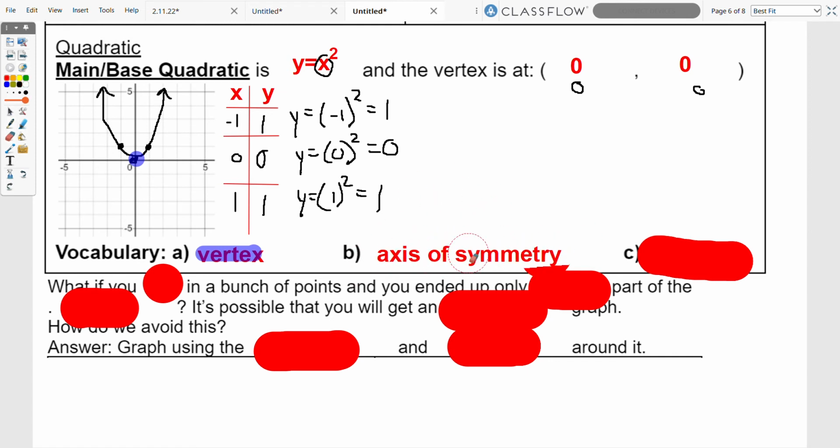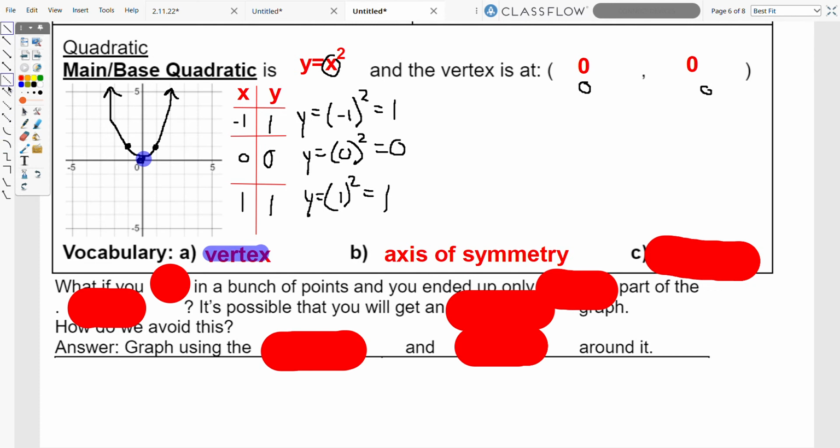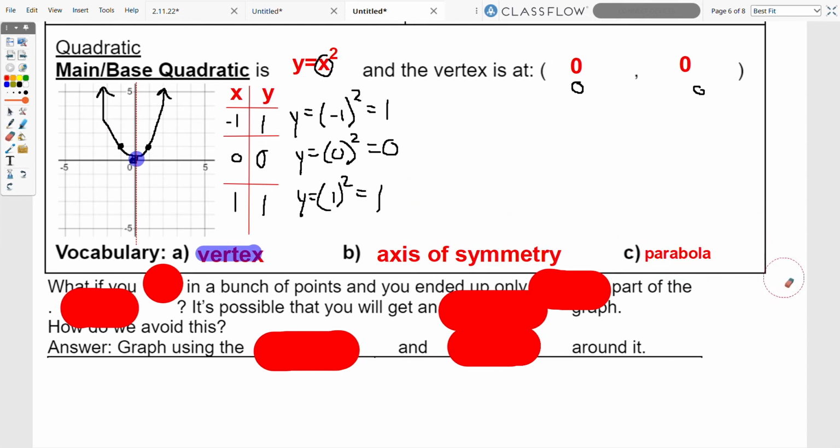Another vocab word is the axis of symmetry. The axis of symmetry is just a line that goes straight up and down through the vertex, that cuts the parabola in half. In this case, it happens to be the y-axis, but that's the axis of symmetry. And then a parabola is the actual graph itself. So the graphs of quadratics are called parabolas. So that is a parabola.